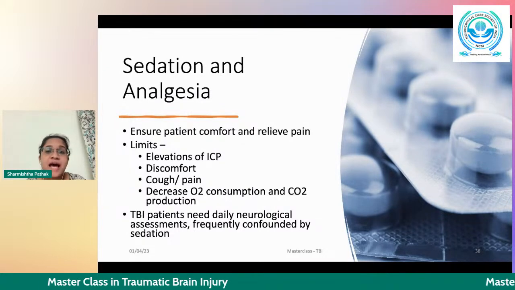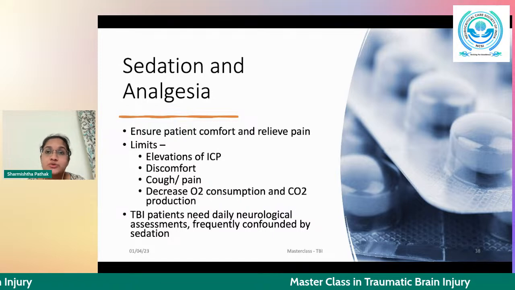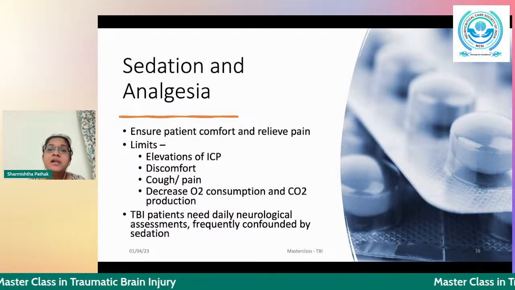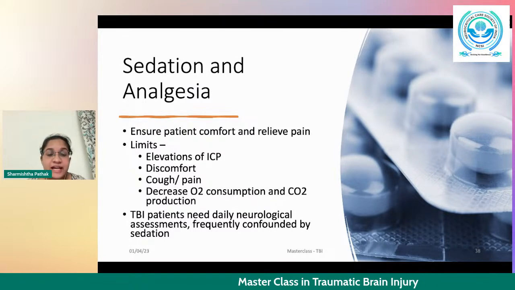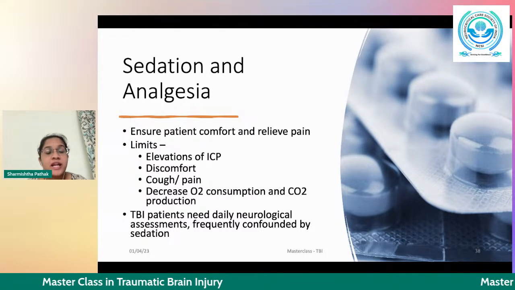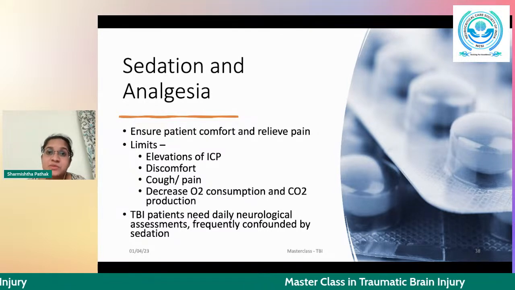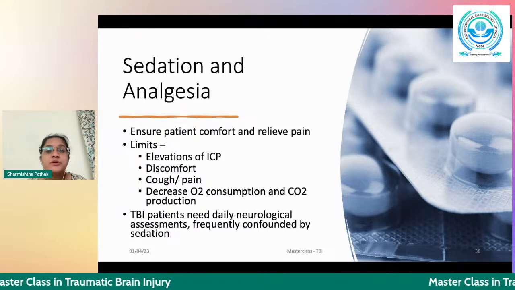Moving on to the sedation and analgesia part, which forms a very important part in the management of patients in the neuro ICU, especially TBI patients, as these patients require sedation at multiple levels. They require sedation so as to take care of their ventilatory requirements. They should not fight with the ventilator. They require sedation so that adequate nursing care can be provided, adequate dressing, but neurological assessment should also not be hampered. So we should ensure that the patient is comfortable, and we should be able to relieve the pain of these patients.